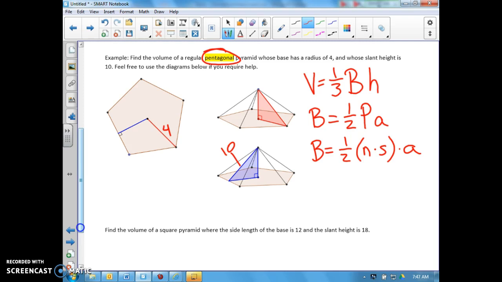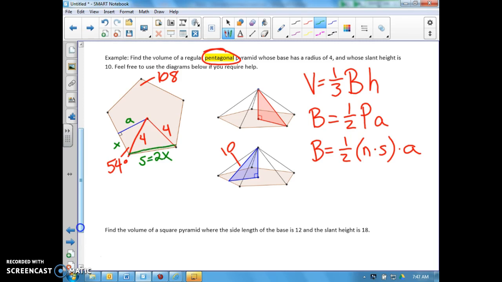I need to figure out the angles in my pentagonal pyramid. I use my n minus 2 times 180 divided by n to get that each angle is 108, which means when I draw that in right there, I get that that's 54 degrees, which that's a side length of 4 because that's a radius. I need to find the apothem and I need to find my side length. So this is A, and I'm going to call this X, where my side length S is going to end up being 2 times X to get the whole length of the side.